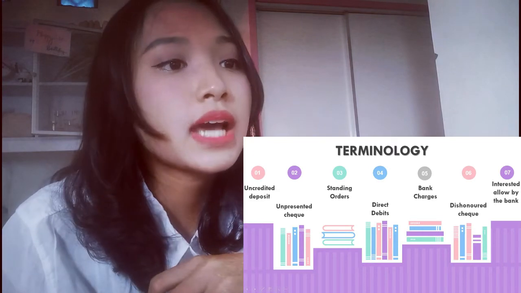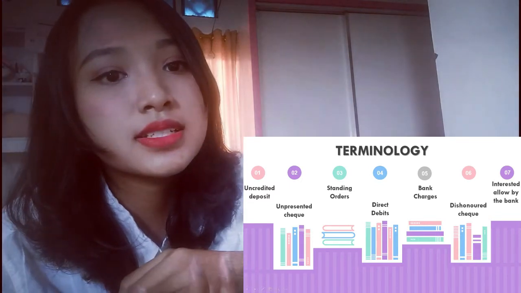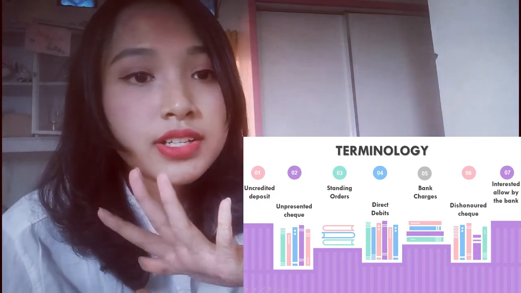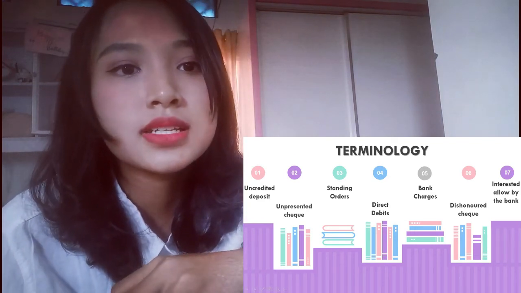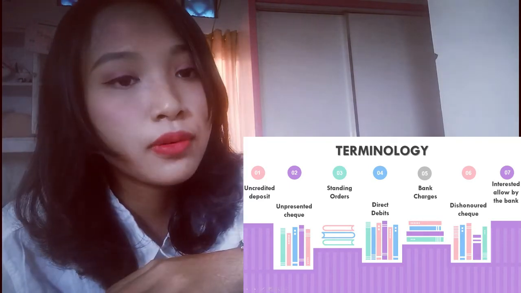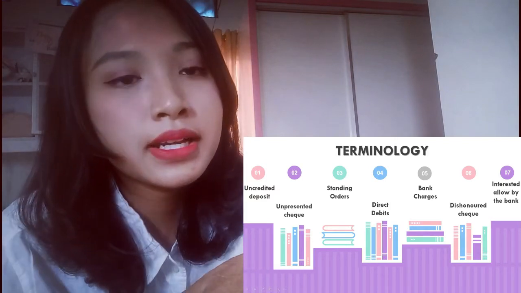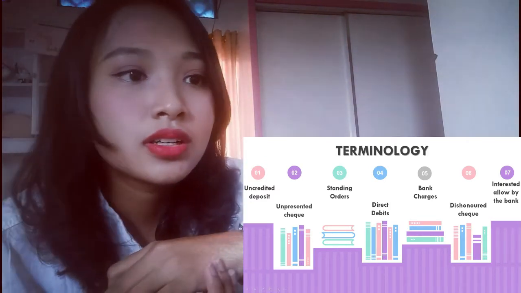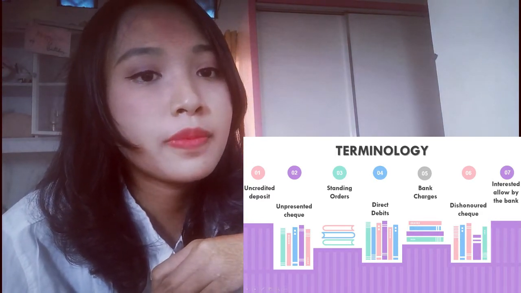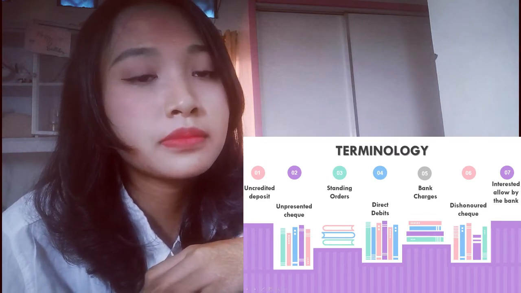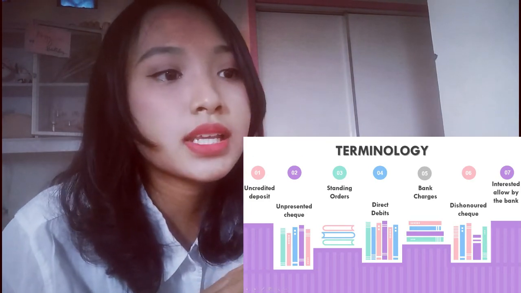And then number 2, there's unpresented check. And then number 3, there's a standing order. Number 4, there are direct debits. Number 5, there's a bank charge. Bank charge is a charge made by the bank to the company for banking service. And then number 6, there are dishonored checks. This is a condition when the bank cannot pay the amount of the check to the payee. And then number 7, there's interest allowed by the bank.